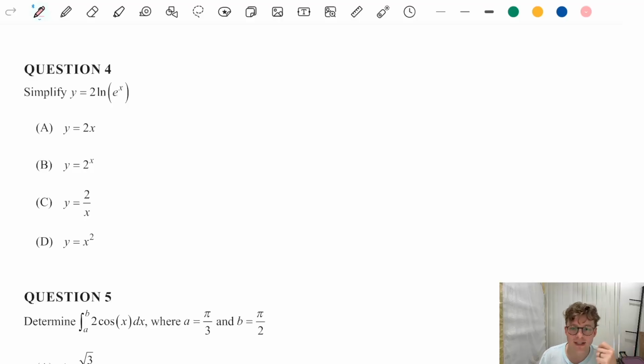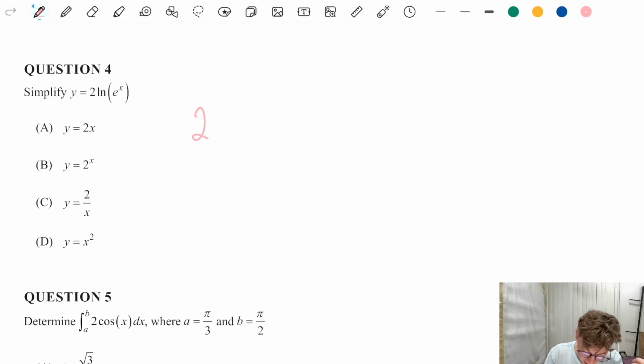Question 4, I want to simplify y equals 2 multiplied by the natural log of e to the power of x. No calculus required, just a simple simplification question. We can do this a number of ways. It depends how confident you are with log laws. Basically, I can do it 2 ways, right? I can bring this little x out to the front.